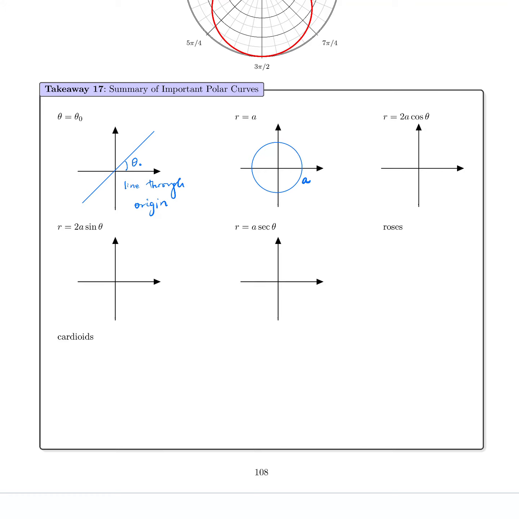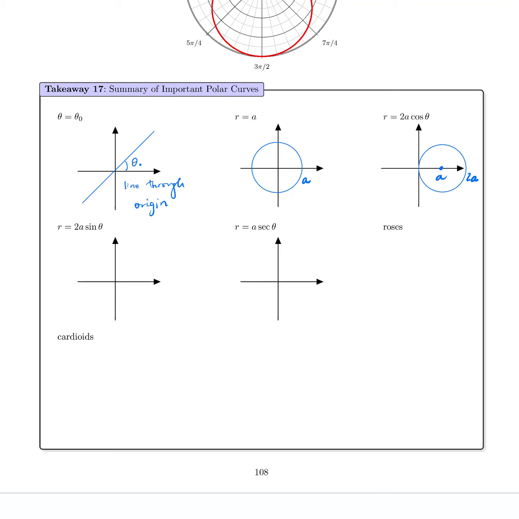We saw 2a cos or sine theta, one of them, and it is a circle. Let me get my circle over here and I'll move it. The cosine is on the x-axis and centered at a and radius a, so that goes from 0 to 2a, centered at a and radius a.